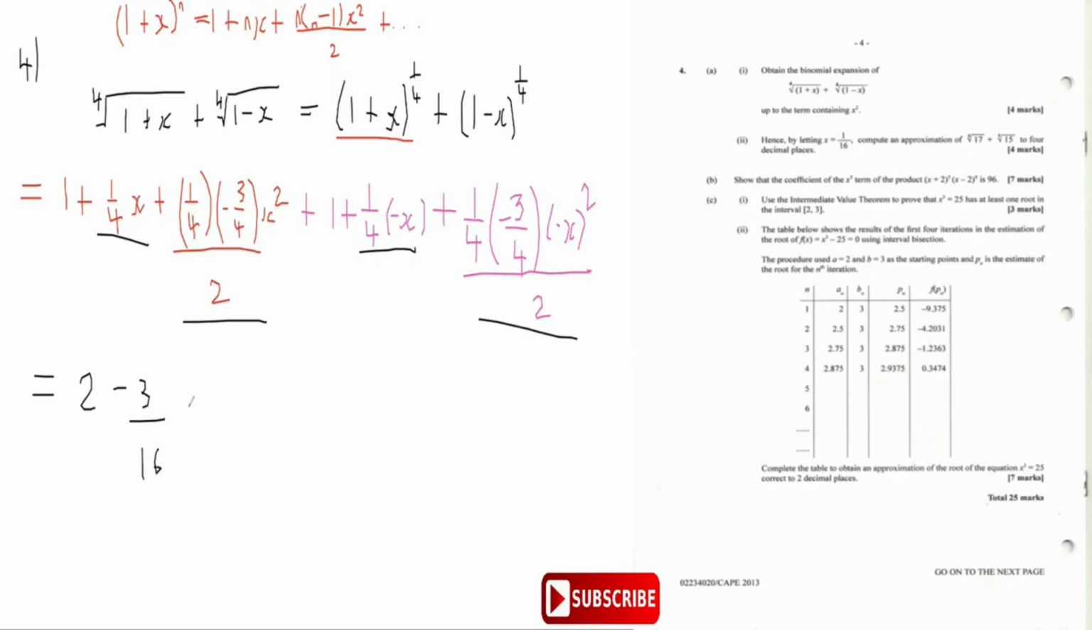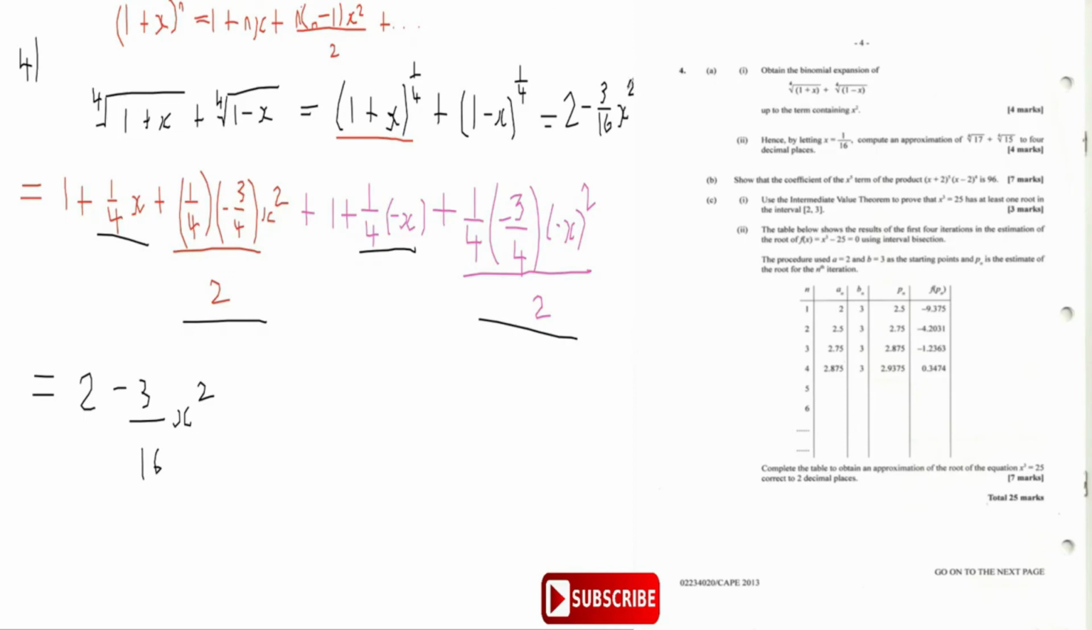All right, so that's the answer. All of this just works out to be 2 minus 3 over 16 x squared. You see how beautiful? Look at this complicated thing. All of it is just going to be equal to 2 minus 3 over 16 x squared. Math is so beautiful. Nice.